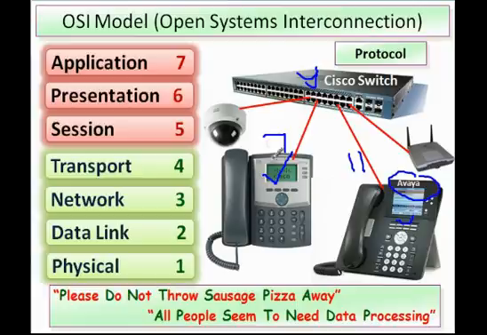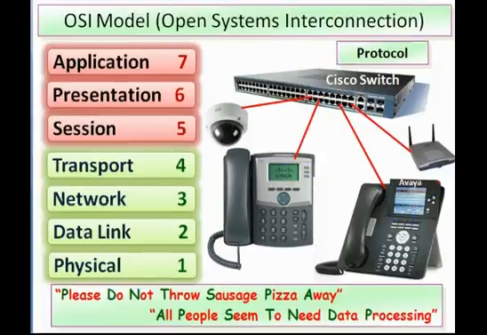The point to be noted in this conversation between the Cisco IP phone and switch is that the set of instructions sent back and forth between phone and switch is known as a protocol. That is the language, or technically the set of instructions used to communicate between network devices, is known as a protocol.